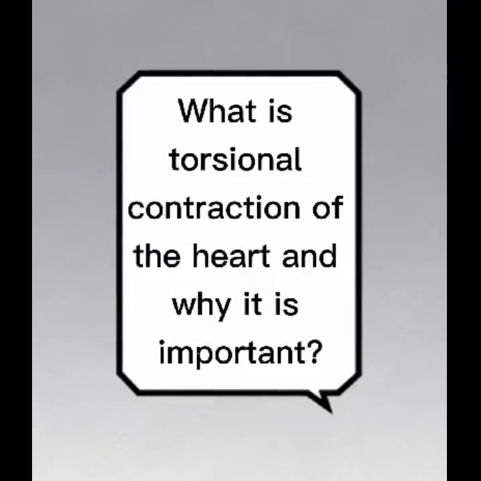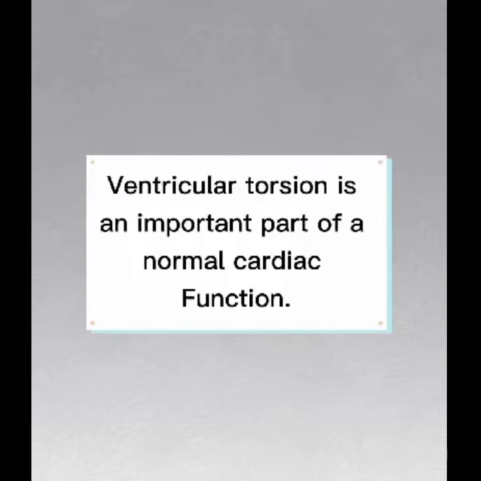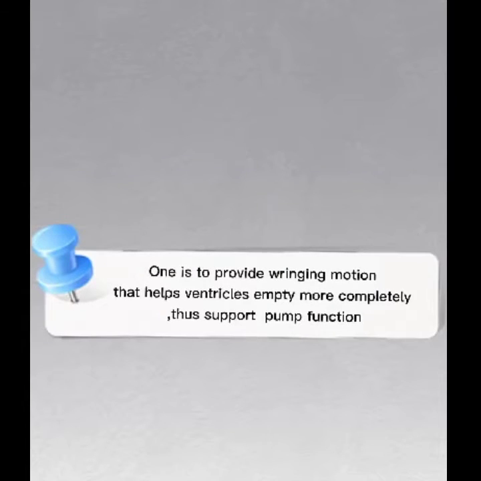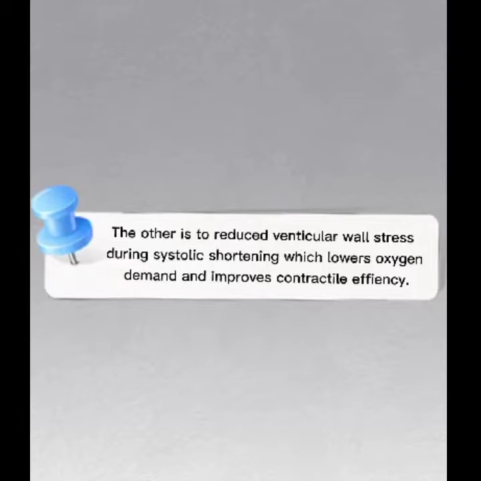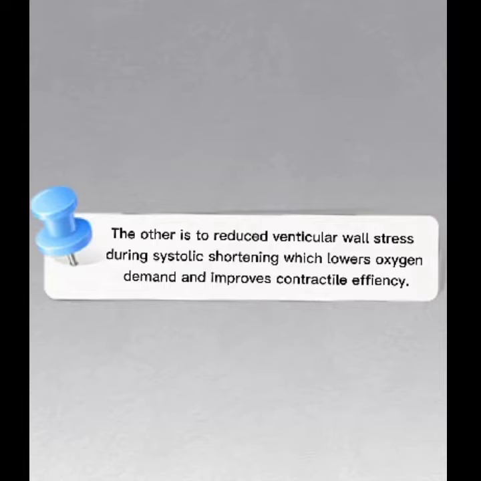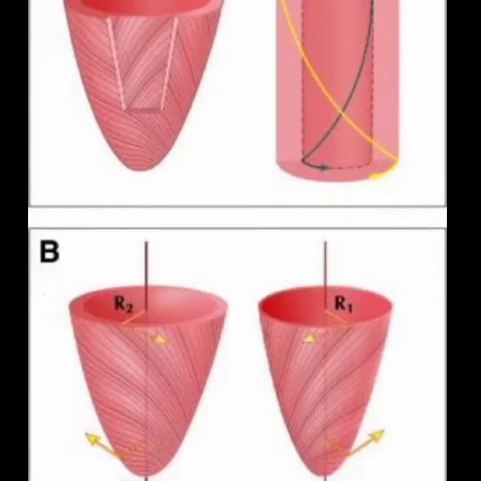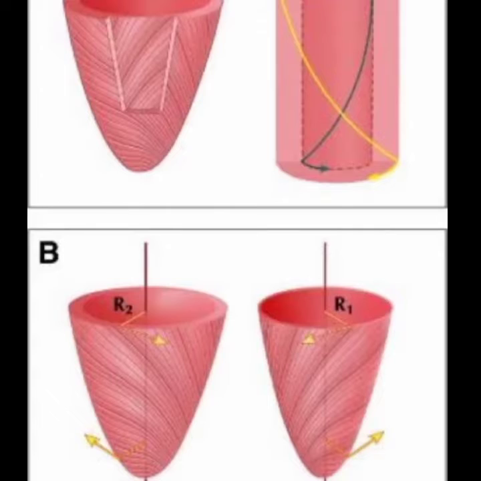What is torsional contraction of the heart and why is it important? Ventricular torsion is an important part of normal cardiac function. One purpose is to provide range of motion that helps ventricles empty more completely and support pump function. The other is to reduce ventricular wall stress during systolic shortening, which lowers oxygen demand and improves contractile efficiency. Torsion of the left ventricle is the wringing motion of the ventricle around its long axis, induced by contracting myofibers in the left ventricle wall.